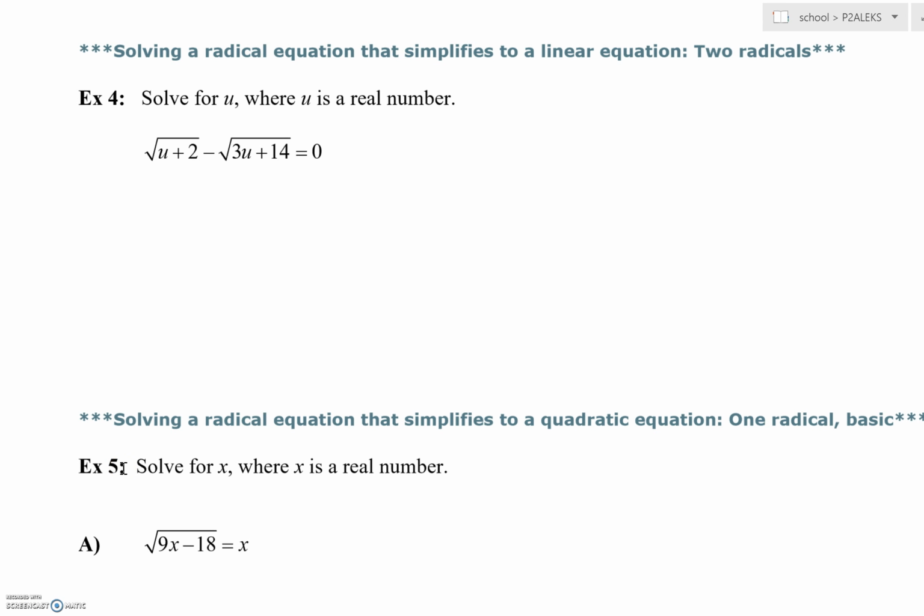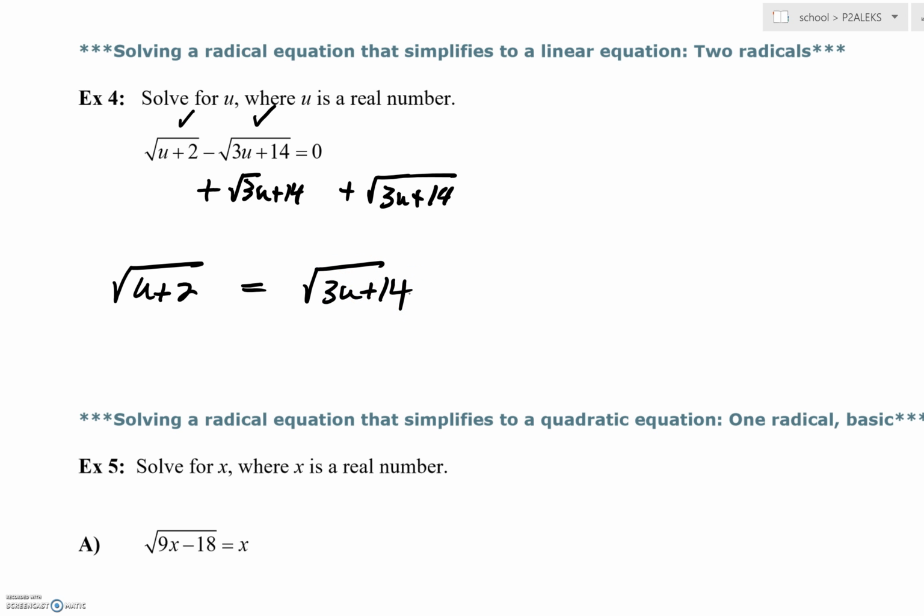Going to the back page here, it's a solving a radical that simplifies to a linear equation with 2 radicals. Guys, if you've got a radical on the left minus another radical, let's go ahead and actually do some work to get some things to cancel out. Okay, so what we're going to do is actually get this second radical on the right side. Just want to have one radical on a side at a time.